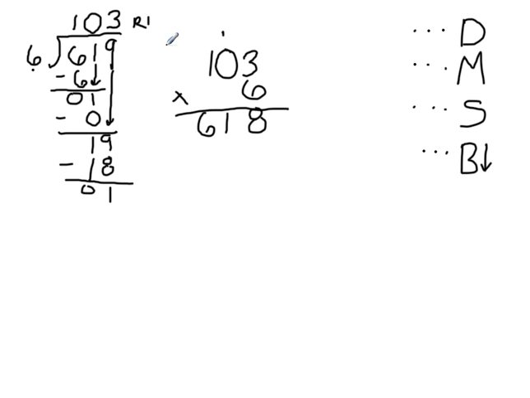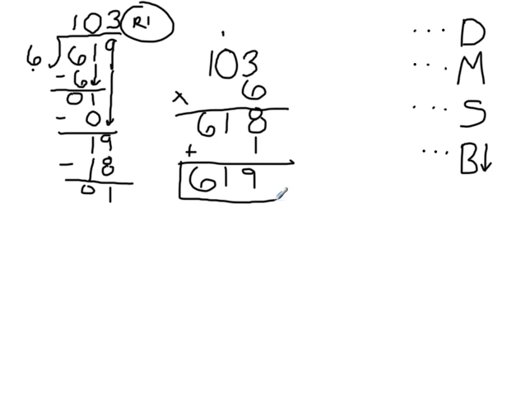So we have the product. Now we need to add this remainder 1 to it. So 618 plus 1 is 619. And I know I'm right because this 619 is the same as this 619 up here. So I know that I'm correct. Nice job.